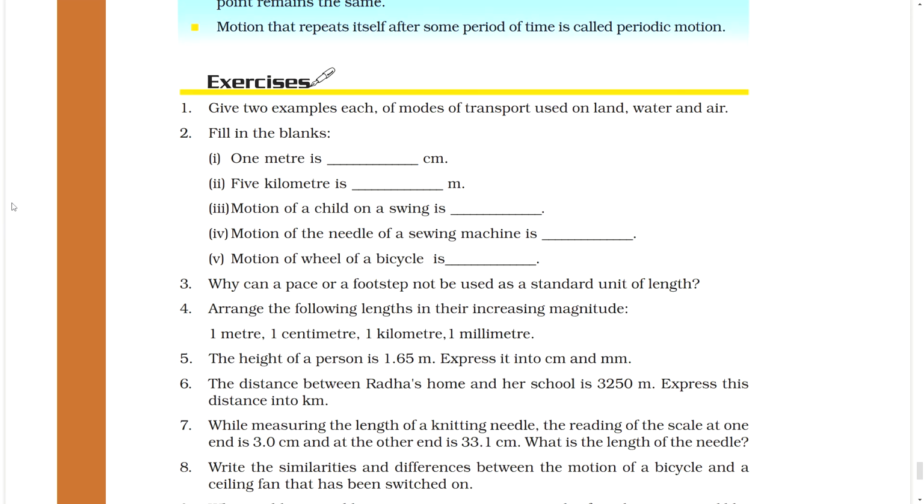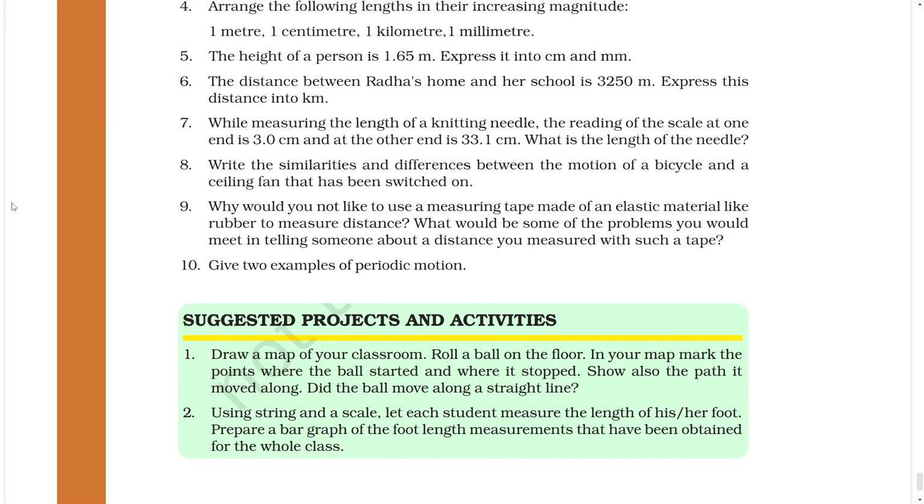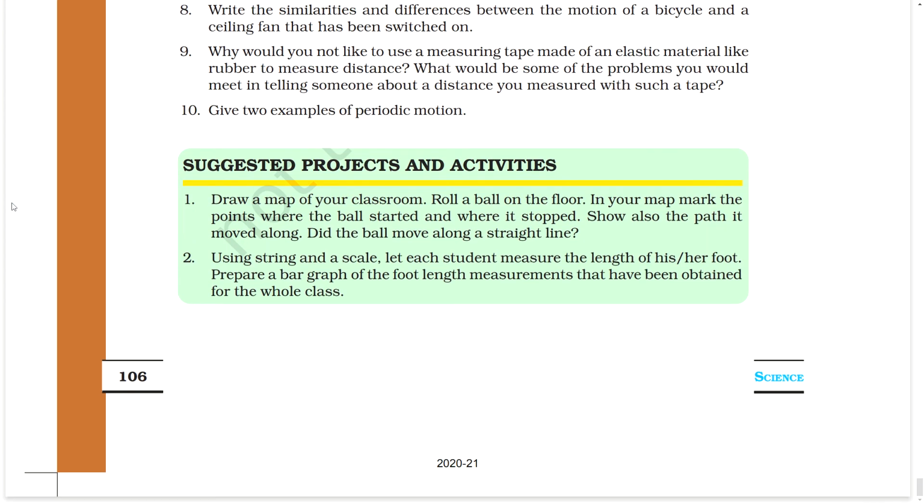Exercises. Do this and comment on this. Suggested projects and activities. 1. Draw a map of your classroom. Roll a ball on the floor. In your map, mark the points where the ball started and where it stopped. Show also the path it moved along. Did the ball move along a straight line?